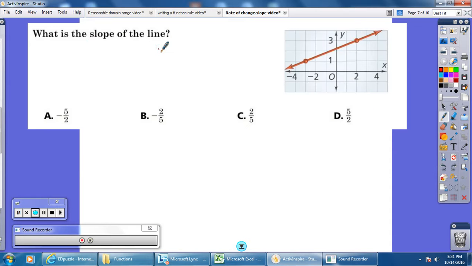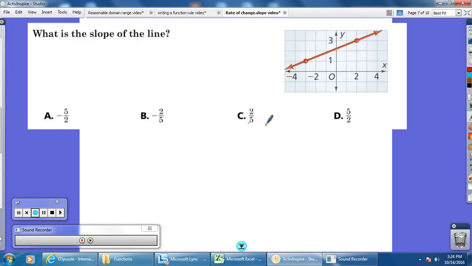All right, what is the slope of the line? Now you guys do it, and then I'll tell you the answer. We're going to go from here to here. I'm going to rise 1, 2, positive. I'm going to run 1, 2, 3, 4, 5, right? So 2 over 5, because I rose up, positive, and ran to the right, positive.